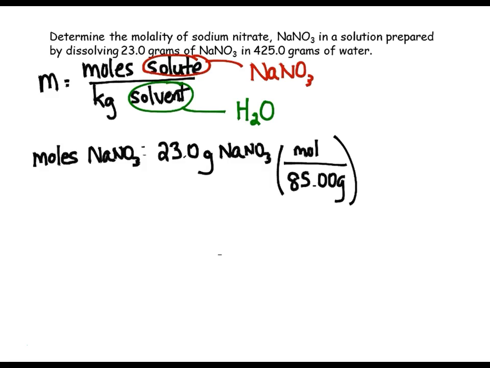Here we're going to determine the moles of sodium nitrate by dividing 23 grams of sodium nitrate by the molecular weight, which is 85 grams per mole. Or should I say formula weight, which is 85 grams per mole. Grams cancel. And we end up with moles of sodium nitrate, 0.270588. I'm going to keep lots of sig figs here.